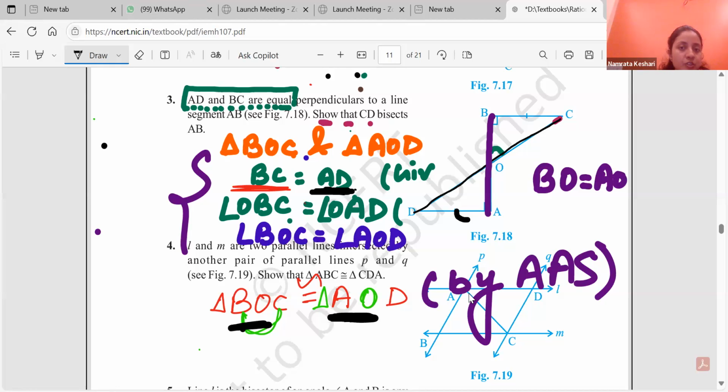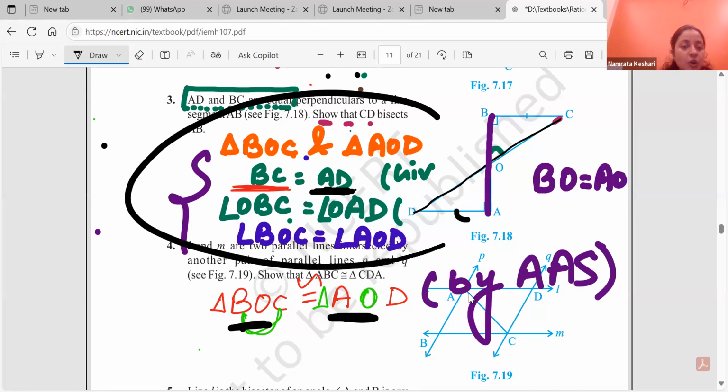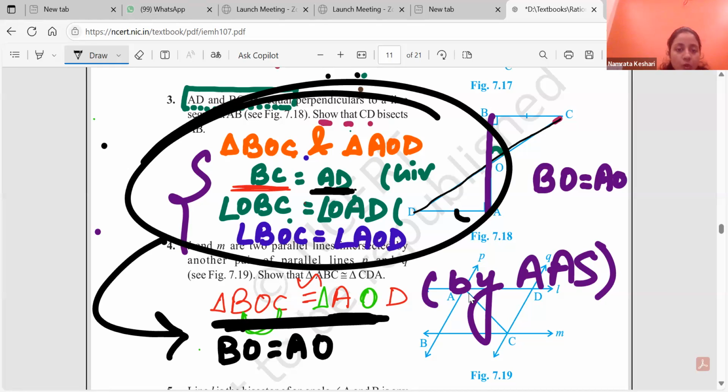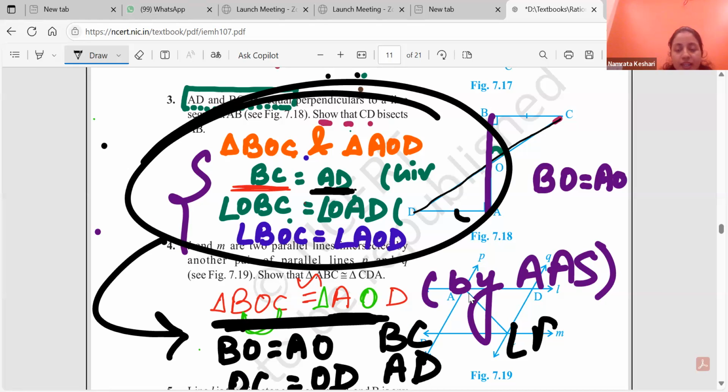Yes, ma'am. So this much data is giving us the confidence that congruency will happen, and now congruency will give us the confidence that all the remaining data will be same. How? That BO, AO will be same. OC, OD will be same. BC, AD will be same. Angle B, angle A will be same, which was already same. Angle O will be same, and angle C and angle D will be same.